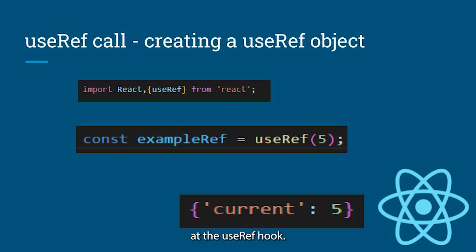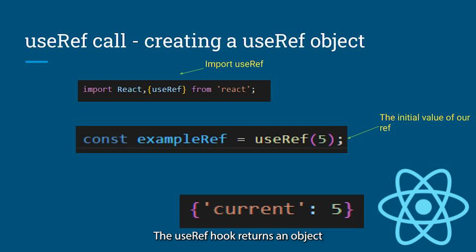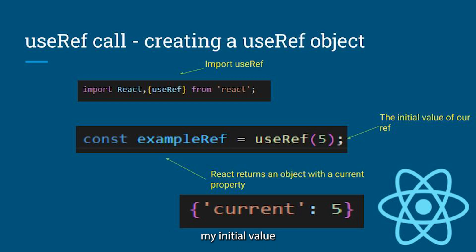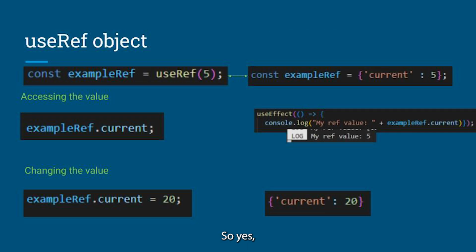Okay, so let's take a look at the useRef hook. To use useRef, first make sure to import useRef. We create a ref by calling the useRef hook and passing an initial value. Here, I pass the initial value of 5. The useRef hook returns an object with one property, current. Here we can see my initial value 5 is now stored in the current property of this object. So yes, useRef returns us an object with one property, current.